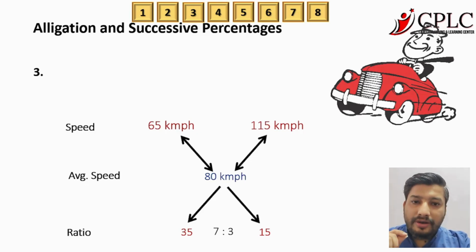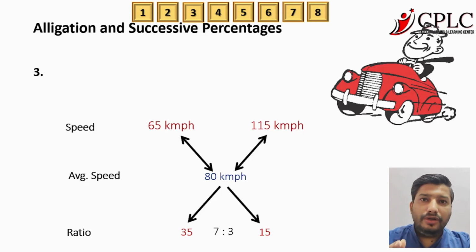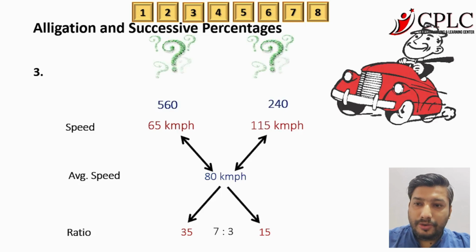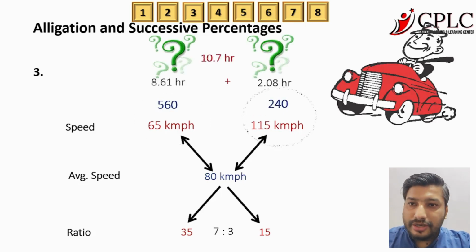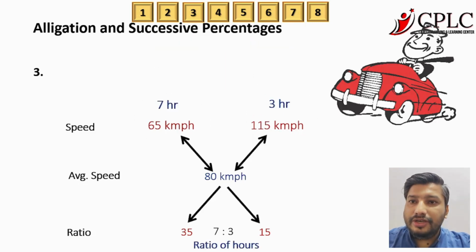So what you need to remember here, as a very, very important funda, as a new concept probably also, is that whenever we do alligation for speed, the final ratio that we normally get is not going to be for your distance, but it is always going to be for time. So the point is, this is not the ratio of the distances, but it is the ratio of the time.